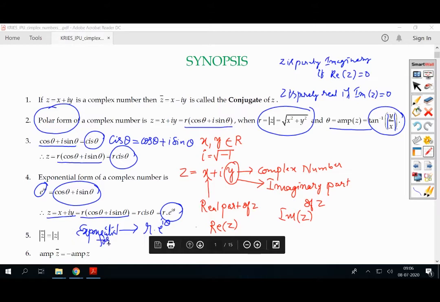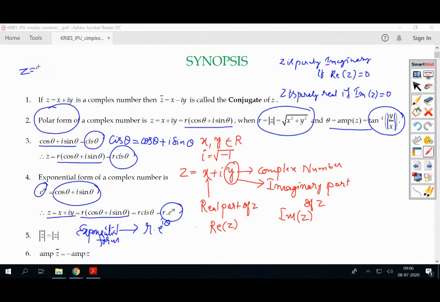Now suppose z is x plus iy, then z bar, if you write it, is called the conjugate of the complex number z. Z bar is equal to x minus iy. You have to change the sign of i and write it. And also if z itself is x minus iy, then z bar is x plus iy. Right? So these basic things you need to remember.